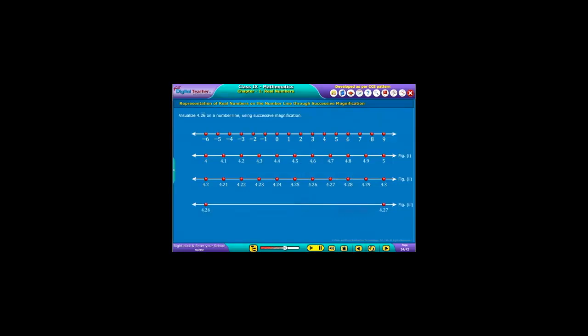So, let us now divide this portion into 10 equal parts and represent them as 4.26, 4.261, and so on up to 4.27 as shown in figure 3. As before, now we can visualize through the magnifying glass that 4.2626 lies in between 4.262 and 4.263.